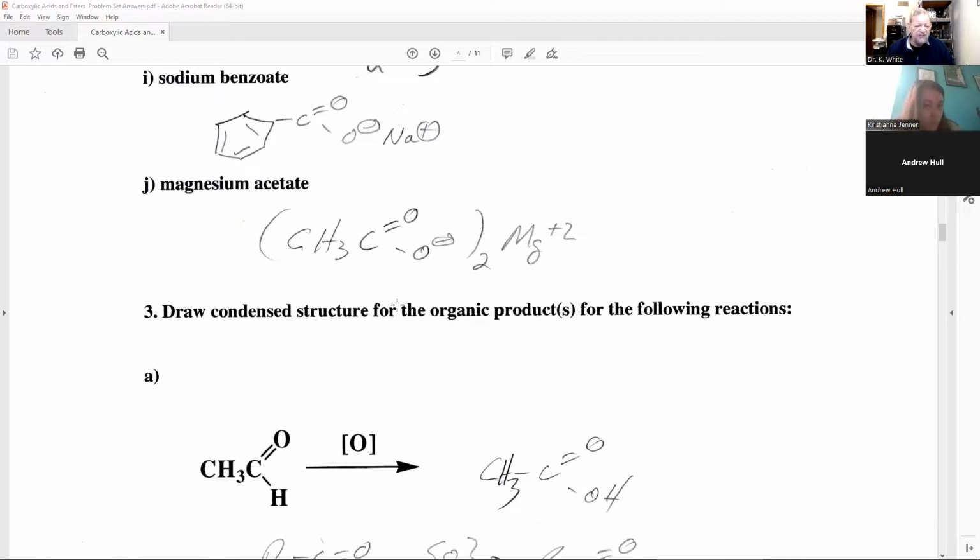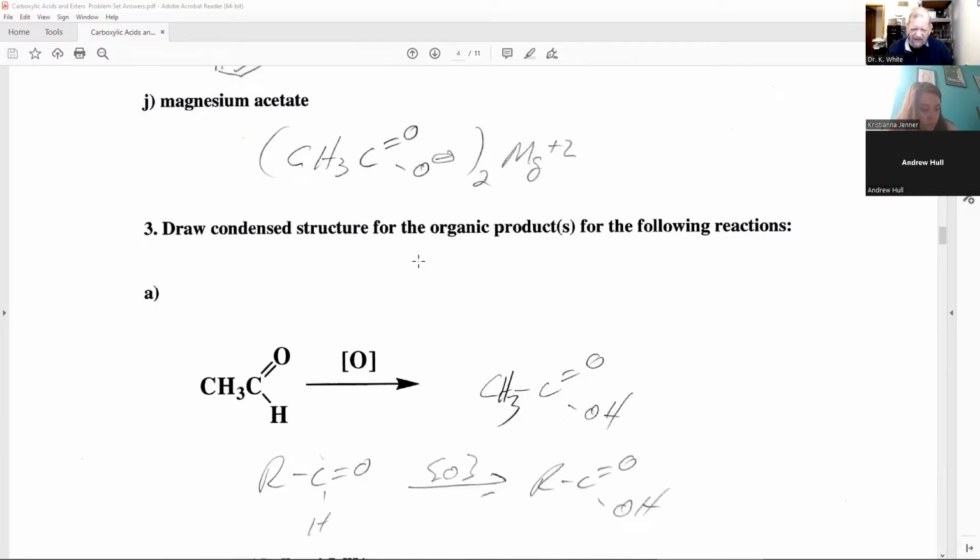Now, I see a mistake again. J, magnesium acetate, cross off. I thought I got them all. I missed this one. Sorry. J, just cross off. I'm going to stick to the alkali metals, lithium, sodium, and potassium for carboxylate anions. Even though this is the correct name and valid, I just won't have it in our class.